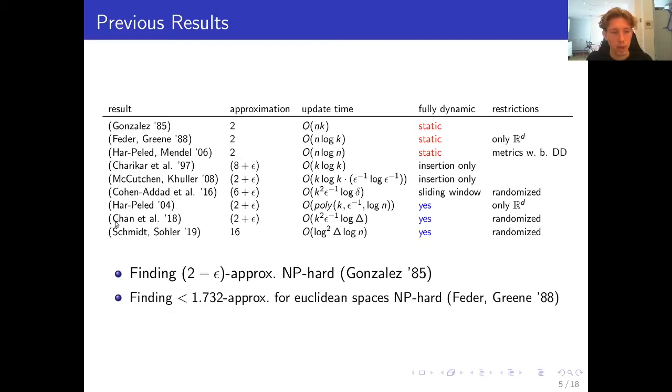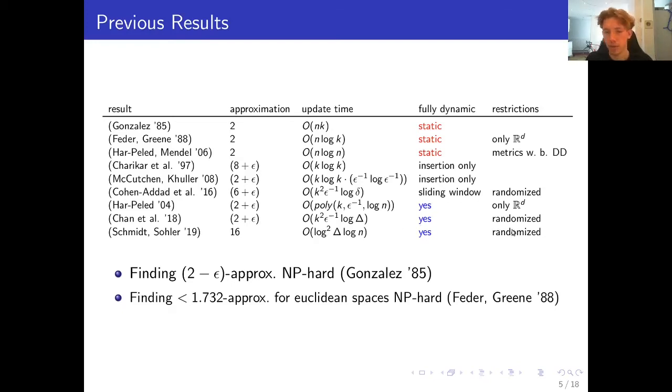Recently, this was the paper that inspired us to work on this topic. Chan and others in 2018 obtained a 2 plus epsilon fully dynamic algorithm that works for any metric space, and update time is k squared epsilon to the -1 log delta. So delta is the aspect ratio, and this is fully dynamic. Independent of our work, Schmidt and Sohler got a 16 approximation, with update time log squared delta log n.